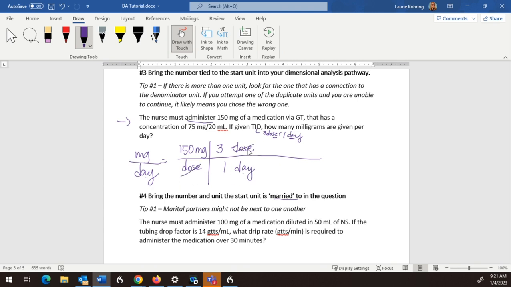And so each time after I cancel out, I look and check, am I there yet? And in this case, I am. So I have day, that's all by itself on the bottom. So that's my stop unit. I know I can stop now. And I have milligrams on the top, so now I can multiply across and divide by the bottom.